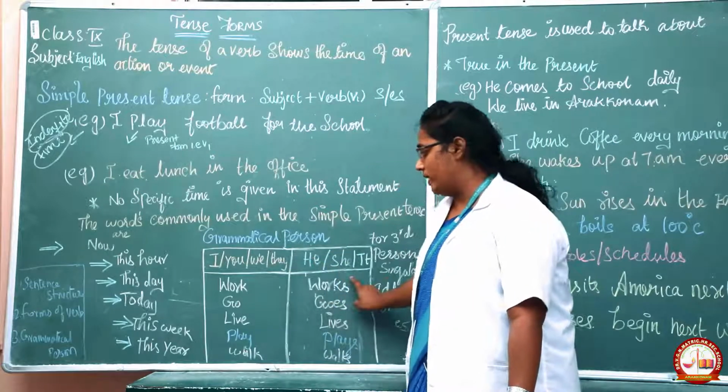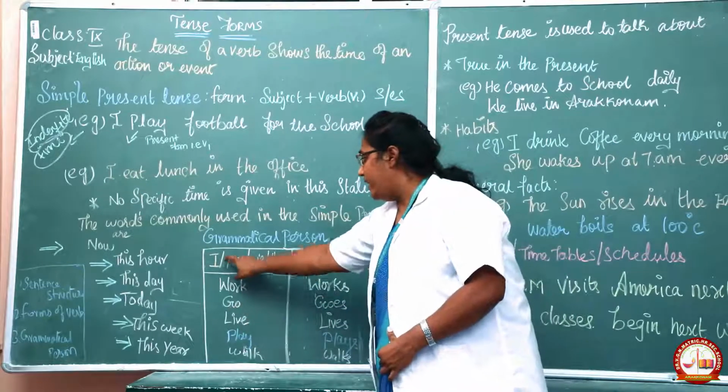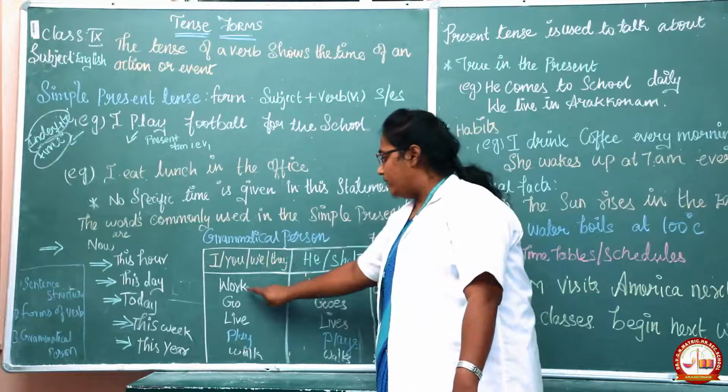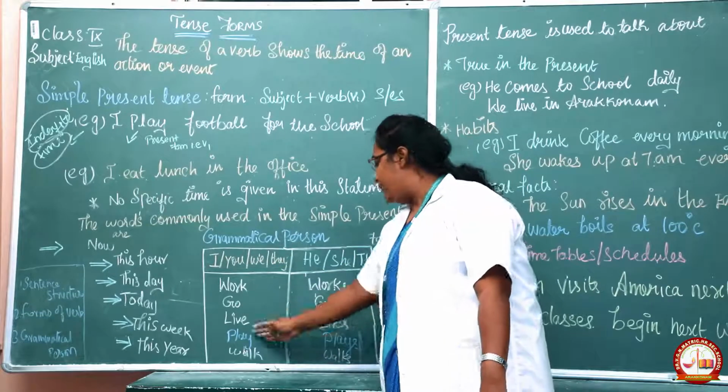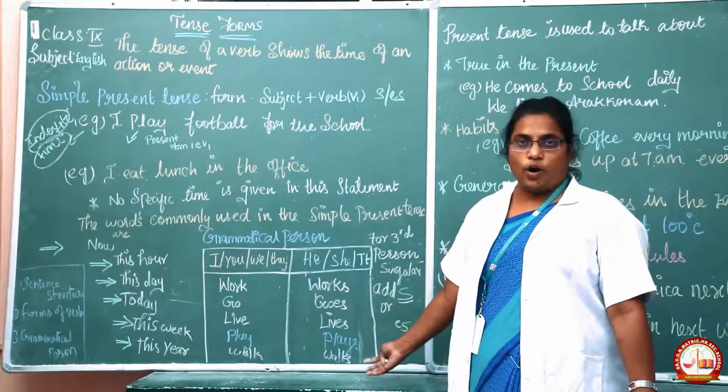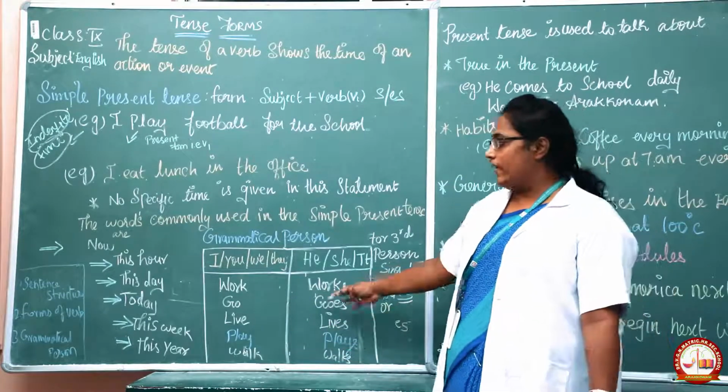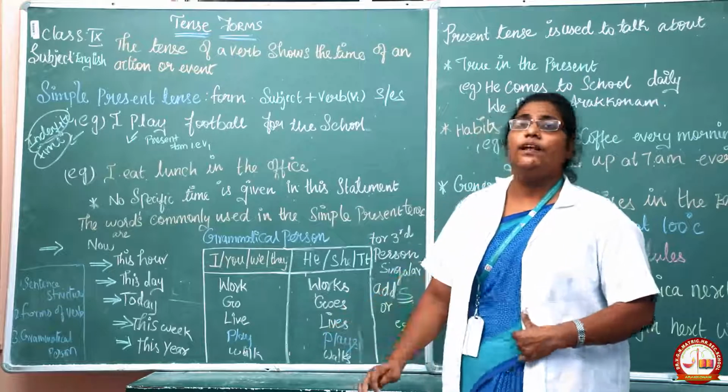Work, works. And then here I, you, we, they. For that you will be writing go, goes. Live, lives. Play, plays. Walk, walks. Run, runs. So like this you have to use it in the simple present tense.